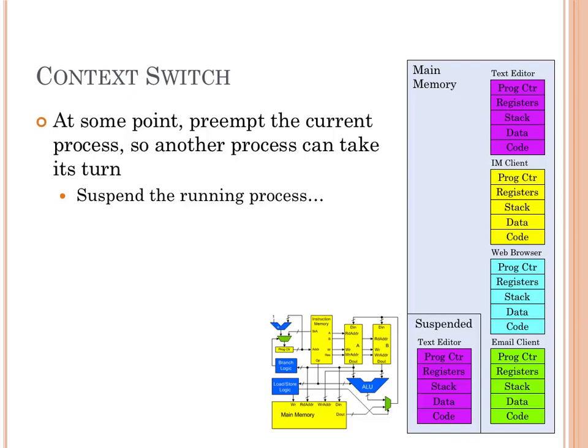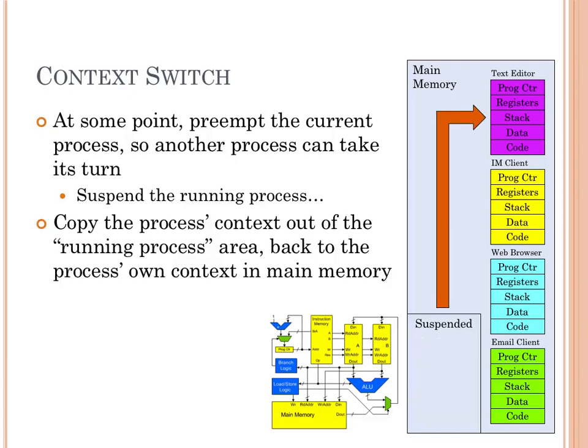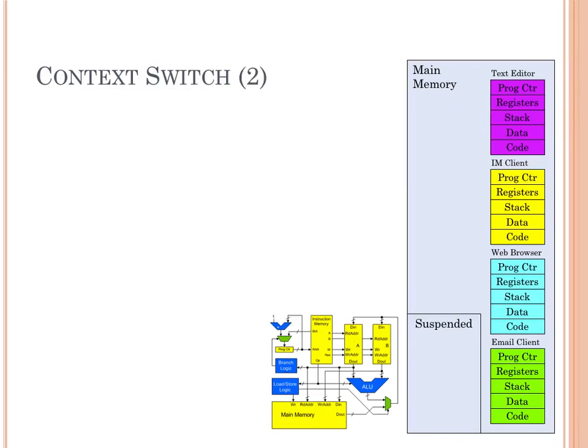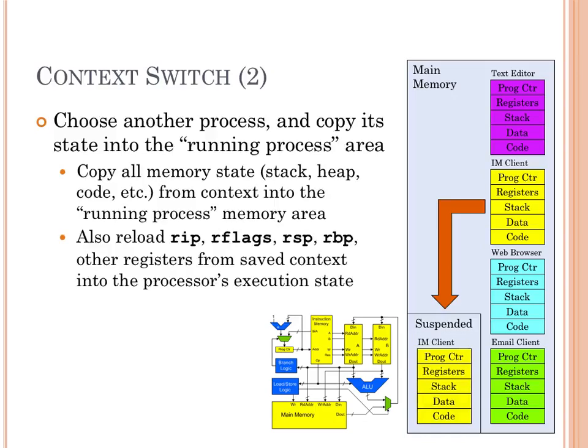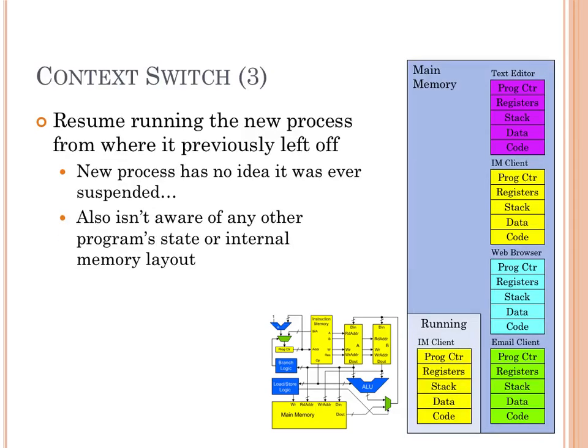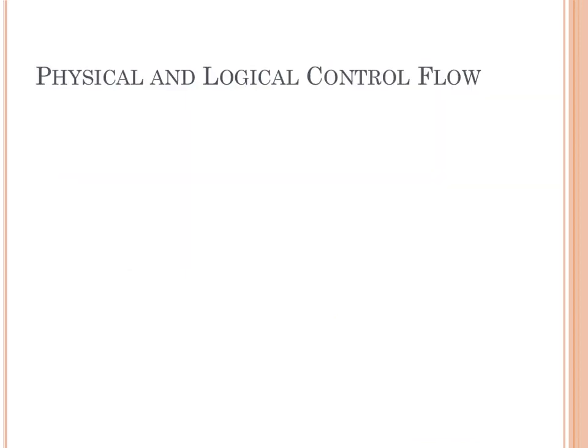And what we need to do is copy its context out of the magic box back into wherever we keep contexts. Okay? So all of that stuff gets saved somewhere. Then we pick somebody else and copy their context into the magic box. And then we can go ahead and resume it running. Okay? Now the new program has no idea that it wasn't running, and it doesn't have any idea that there are other programs running on the computer. Does that make sense, everybody? So this is the idea behind processor virtualization.